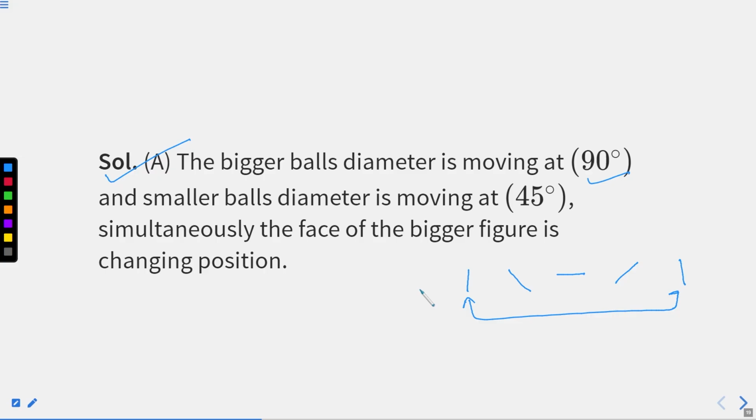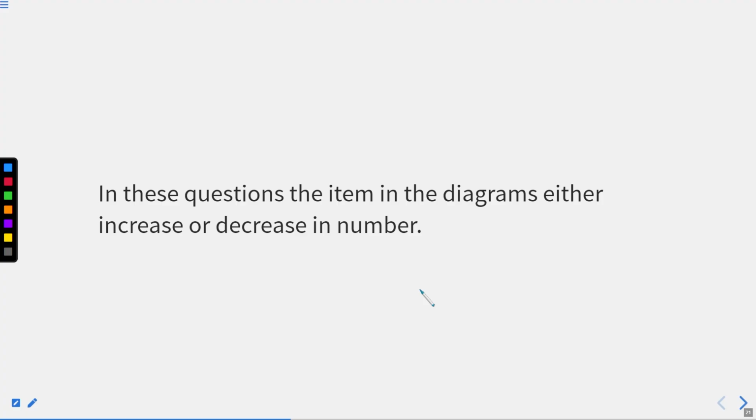I hope this part is clear to you now. Now we'll move to the type 2 type of questions. Till now, what we are finding? We are finding the answer figure, and the approach that we are following is by drawing it by ourselves, right? Now, in type 2, in these questions, the item in the diagram either increases or decreases.